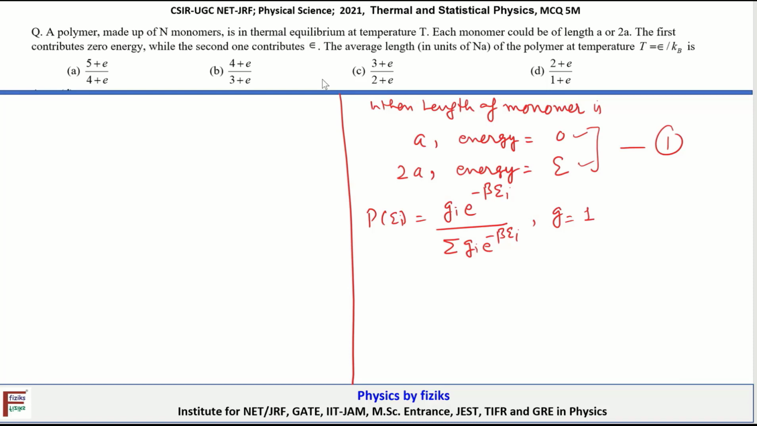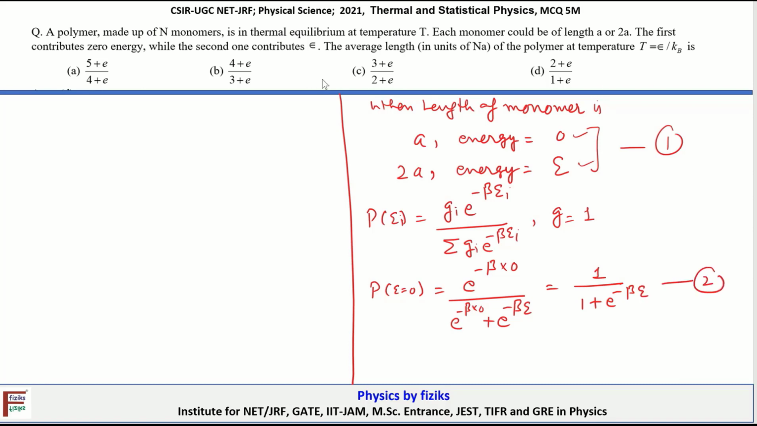So let's find the probability of energy value E equal to 0. That is g, which is 1, times exponential minus beta times 0, divided by the sum over g_i exponential minus beta E_i. That is nothing but the partition function. So I can write exponential minus beta times 0 plus exponential minus beta times E, and that is equal to 1 divided by 1 plus exponential minus beta E. Let's call this equation 2.